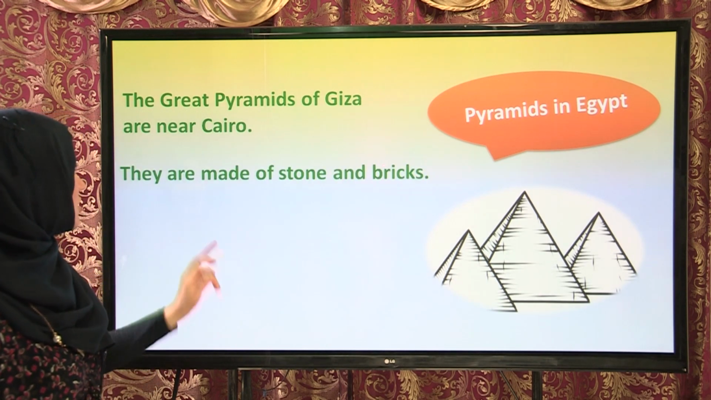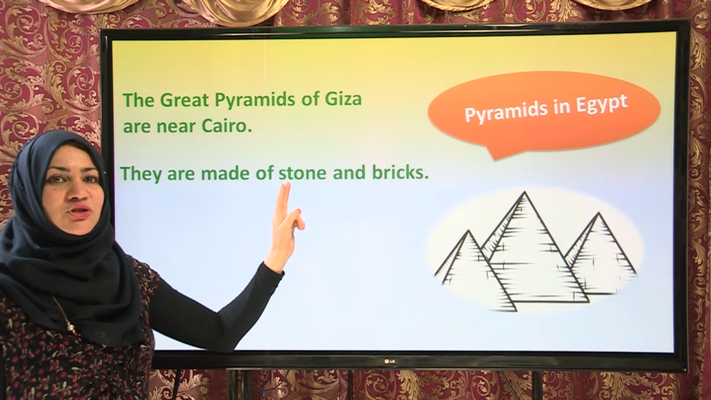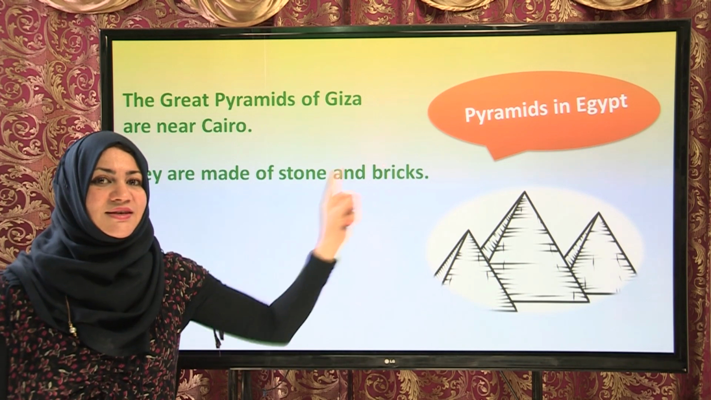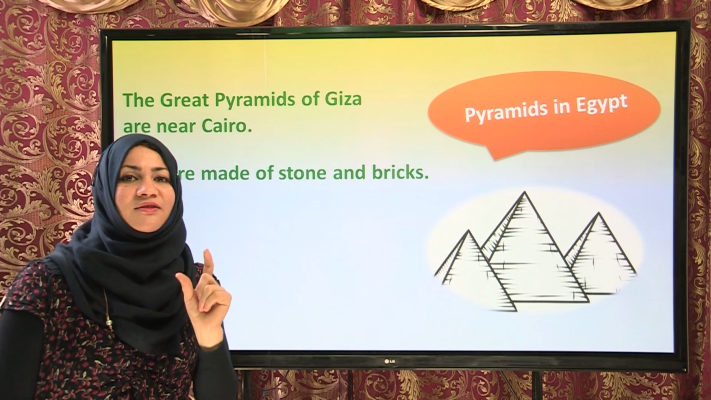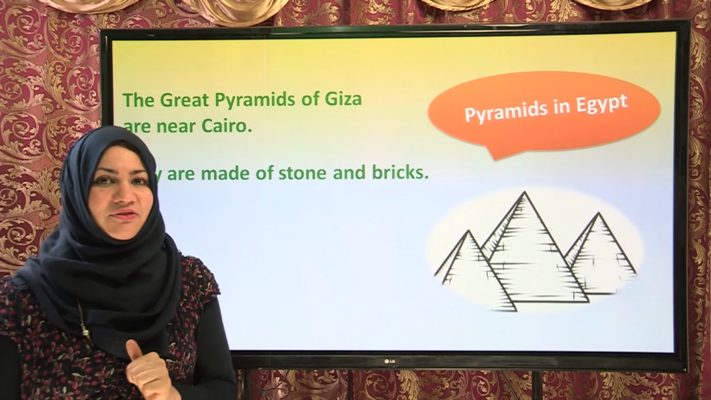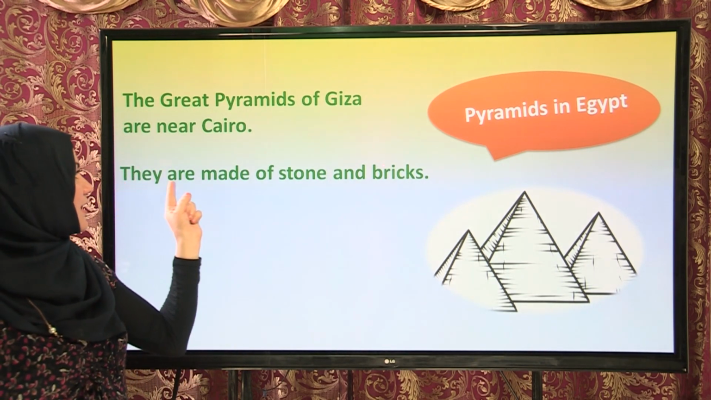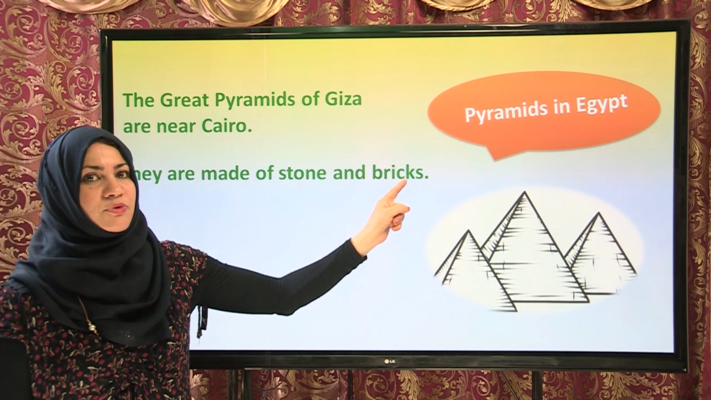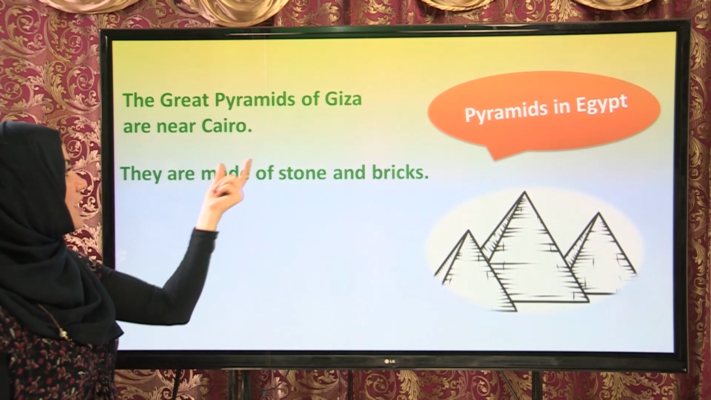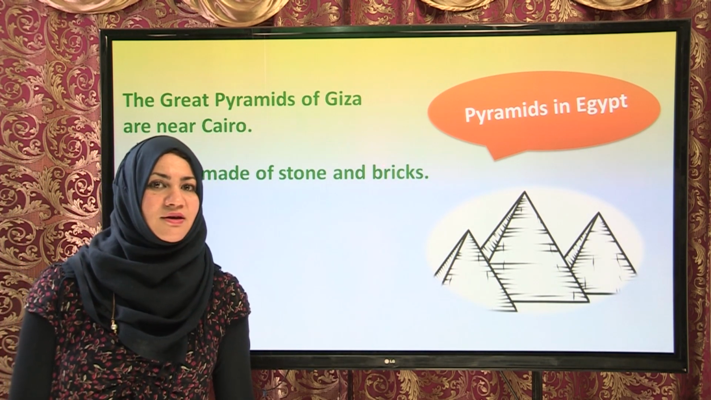The second information: they are made of stone and bricks. We can see here the pyramids are not made from metal like the Eiffel Tower. They are made of stone and bricks. It means the pyramids are made of stones and bricks.